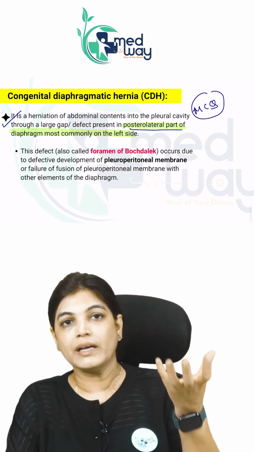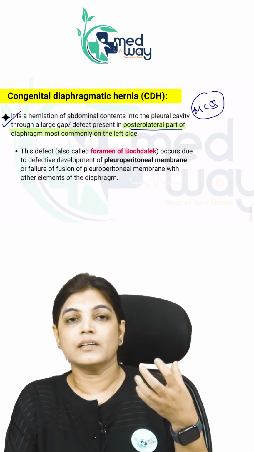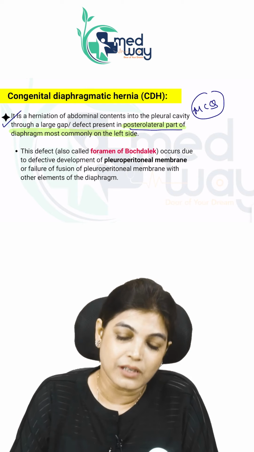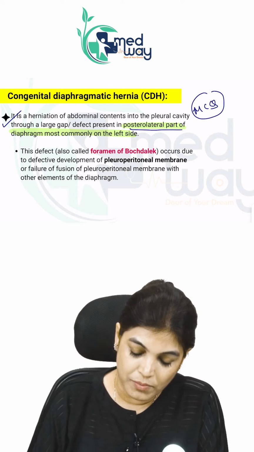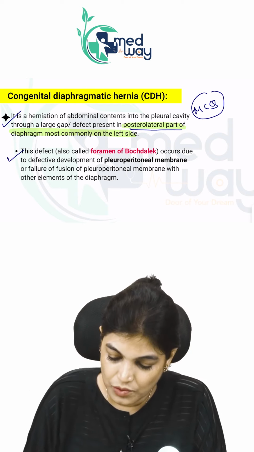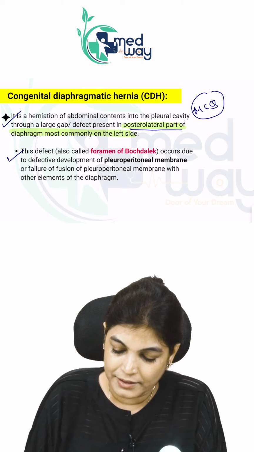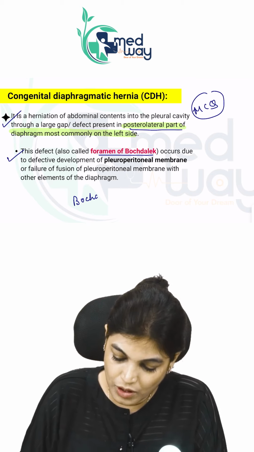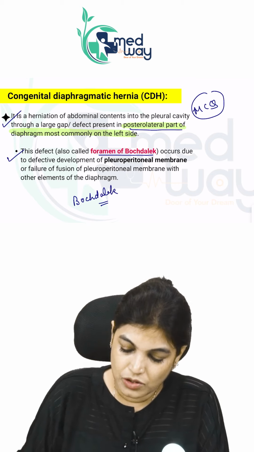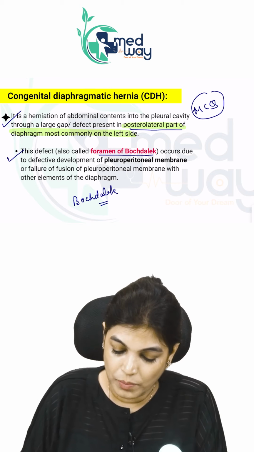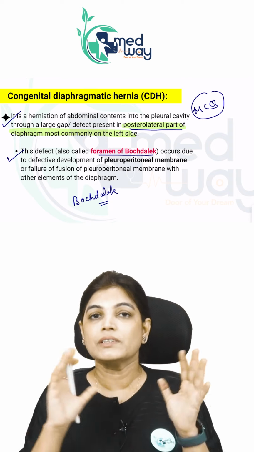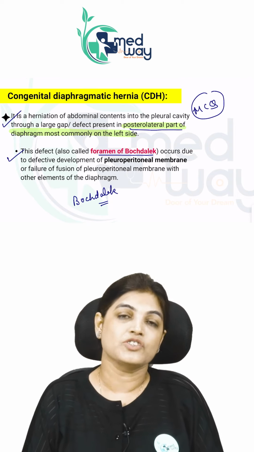So, the abdominal content will protrude into the thoracic cavity via the posterolateral gap, most commonly on the left side. This defect is called the foramen of Bochdalek. It occurs due to defective development of the pleuroperitoneal membrane, and failure of fusion of the pleuroperitoneal membrane with the other elements leads to this congenital defect.